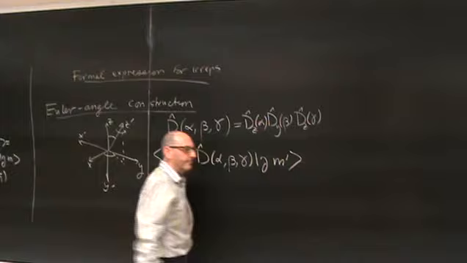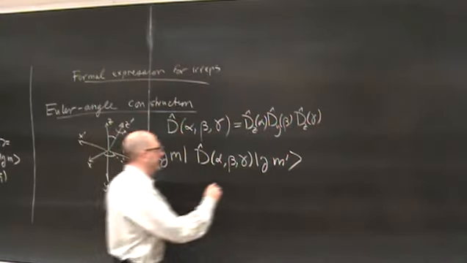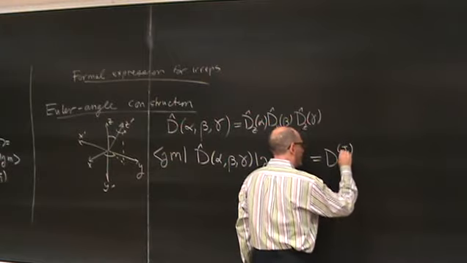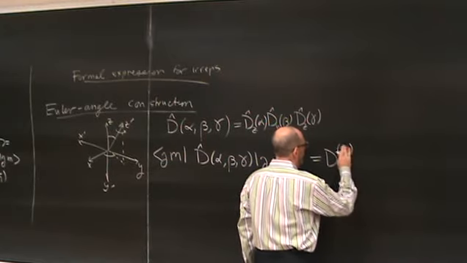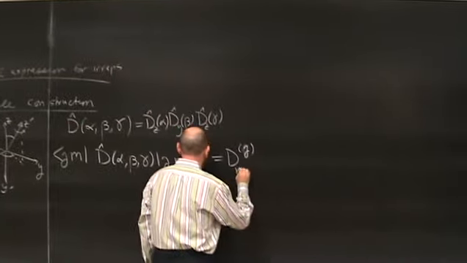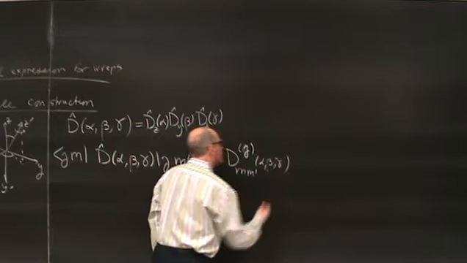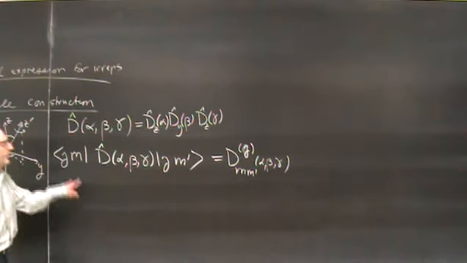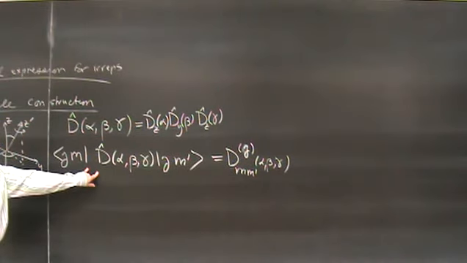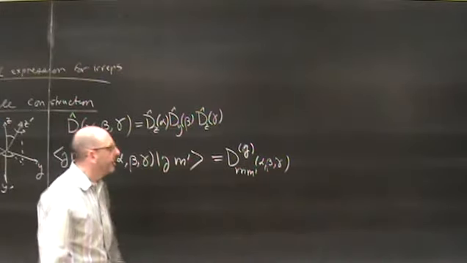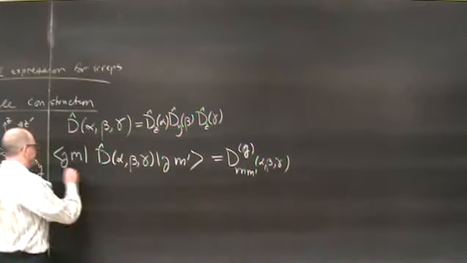For a given j, this is what we would call the representation for that j, with m prime, given alpha, beta, and gamma. So that's a matrix. These are the matrix elements of that rotation operator in the standard basis for a fixed value of j. Well, look what that is.